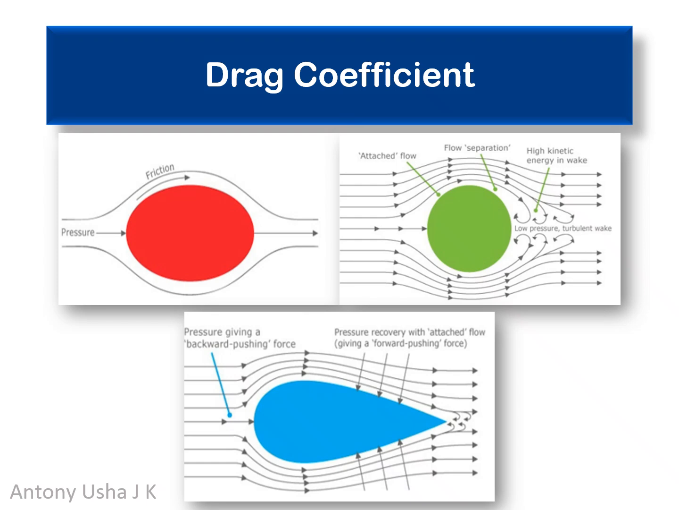In contrast, the third image shows a streamlined shape. Here the flow stays attached over more of the surface. This allows pressure recovery at the rear, reducing the size of the wake and significantly lowering the drag. Thus, the drag coefficient depends on the shape of the object, the smoothness of the flow, and how well pressure is recovered behind the body.